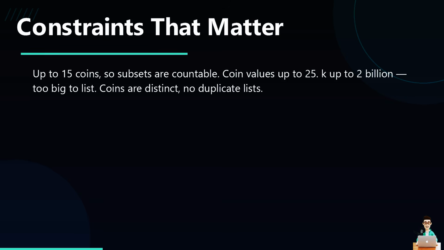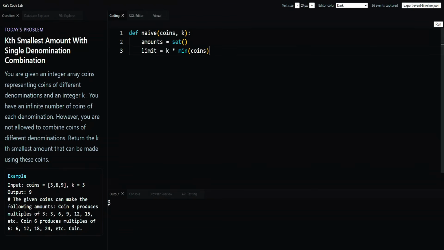The obvious move is to just generate multiples of every coin, dump them in a set to kill duplicates, sort, and grab the kth one. It works on the small example. But k can be 2 billion, and this builds an actual list of 2 billion numbers first. That's not going to finish in time.